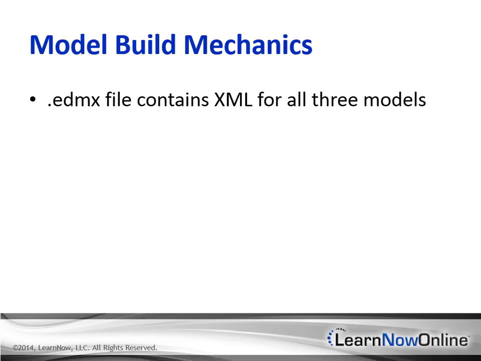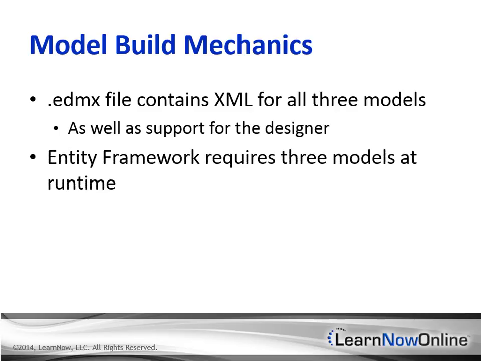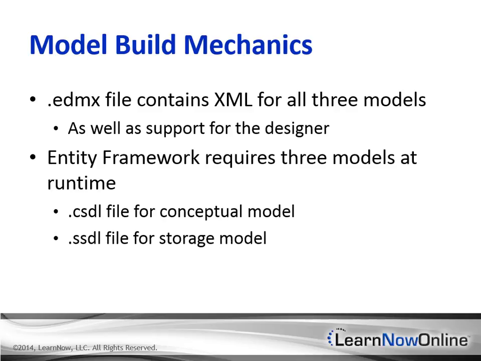As you've seen, the EDMX file in the project contains the XML for all three of the entity data models, as well as some support for the graphical designer for the conceptual model. But Entity Framework requires 3 XML files at runtime, so part of the build process for the project is to split out those 3 files from the EDMX file. It saves the conceptual model to a CSDL file, which stands for Conceptual Schema Definition Language. It saves the storage model to a file with the SSDL extension for Store Schema Definition Language, and it saves the mapping model to an MSL file for Mapping Specification Language.